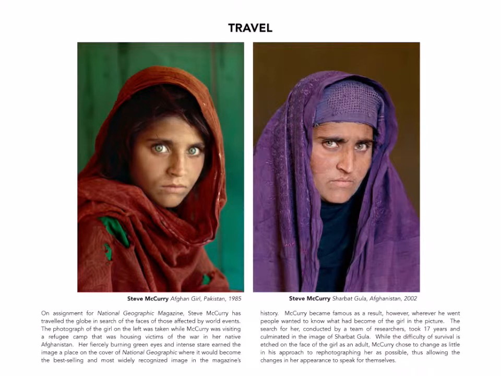McCurry became famous as a result. However, wherever he went, people wanted to know what had become of the girl in the picture. The search for her, conducted by a team of researchers, took 17 years and culminated in the image of Sherbat Gula. While the difficulty of surviving is etched on the face of the girl as an adult, McCurry chose to change as little in his approach to rephotographing her as possible, thus allowing the changes in her appearance to speak for themselves.